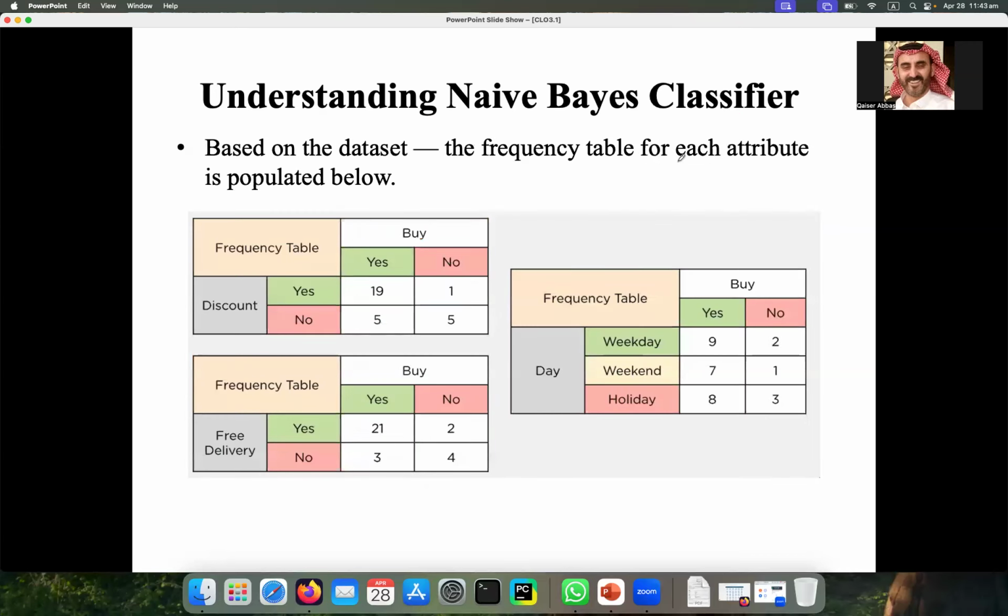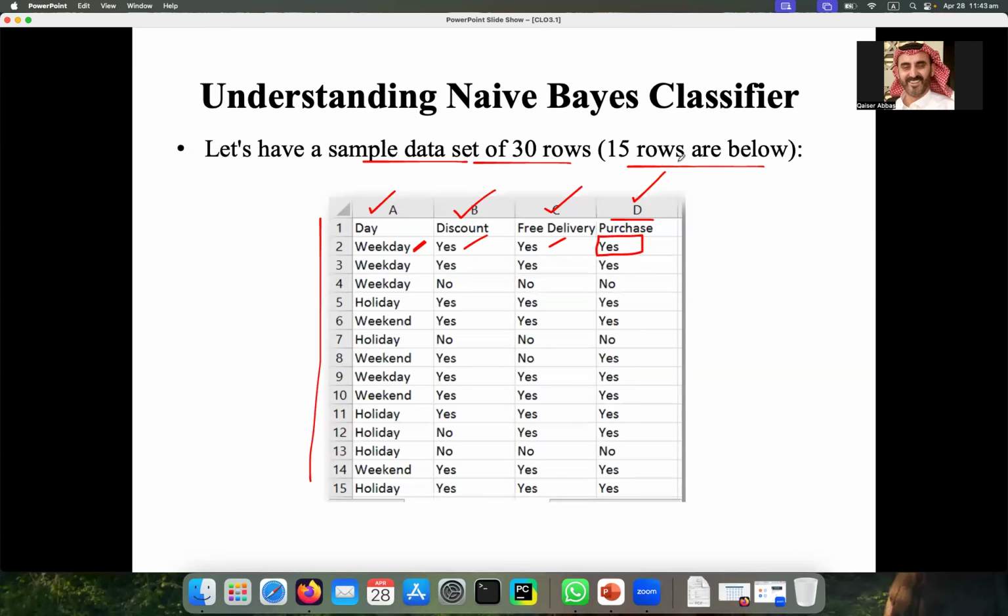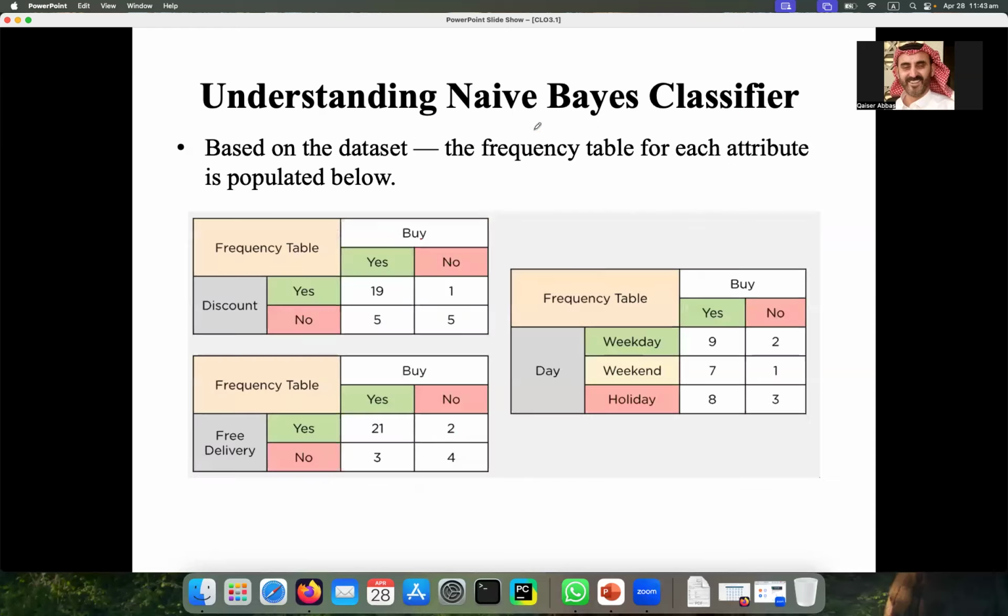Now, what is the next step? These are the 15 rows only displayed, but we actually have 30 in total. Now, what do you have to do here by using this naive Bayes classifier? First, according to the equation, you have to calculate probabilities. We cannot calculate probabilities until we have the counts.